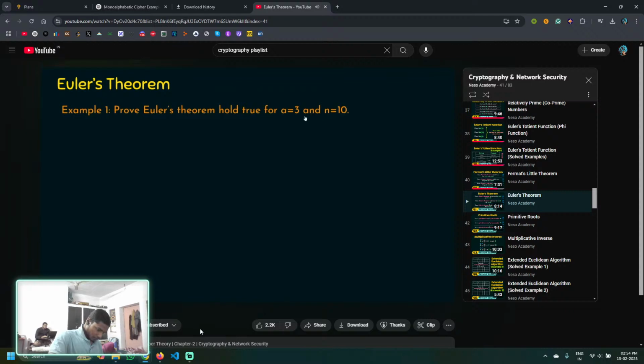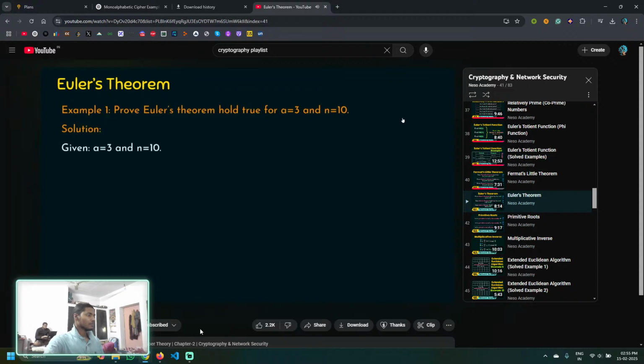Here a is any positive integer and n is any number, and what's the initial condition that should be met in order to prove this Euler's theorem? The condition is that a and n should be relatively prime to each other. What do you mean by this? It means the GCD of 3 and 10 is 1. Is 1 the only number that can divide both 3 and 10? Yes, 1 is the only biggest number that can divide both 3 and 10. So obviously, Euler's theorem will hold true for these values. Anyway, let's prove that now.